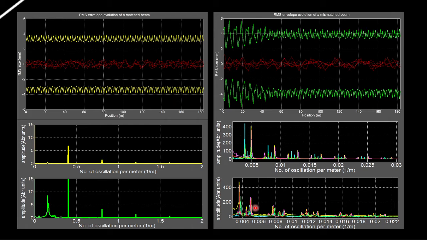So this is where we are quantifying these oscillations. I hope it is clear what's happening when we are moving from this scenario where we have a matched beam to this scenario where we have a mismatched beam.